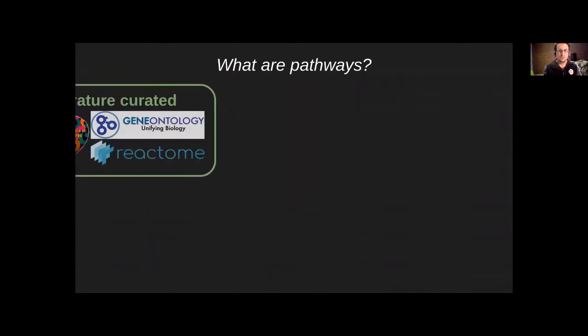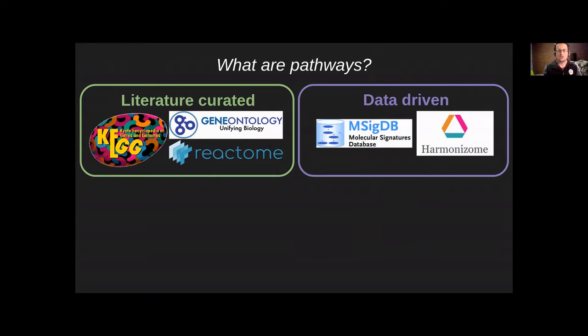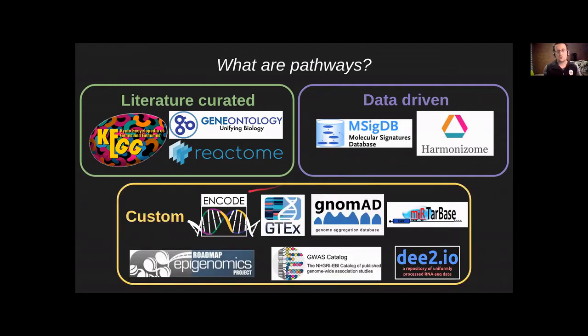There are different ways to consider pathways. You're probably familiar with the literature curated pathways like KEGG, Gene Ontology, and Reactome. But we can also consider other types of molecular signatures from MSigDB or Harmonizome as data-driven pathways or gene sets. And if you're feeling really adventurous, you can go into these different data warehouses, including Roadmap, Blueprint, ENCODE and many others, to try and curate your own pathways or gene sets to assess a certain question and query your own data in interesting ways.